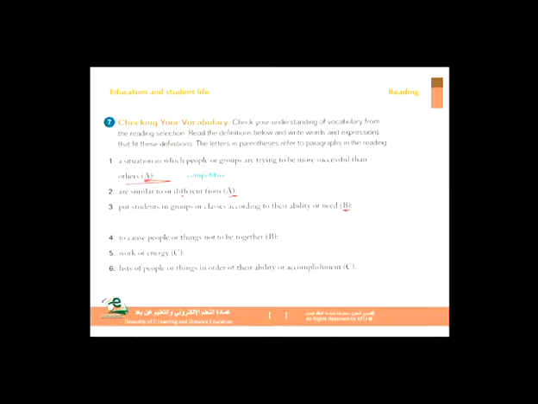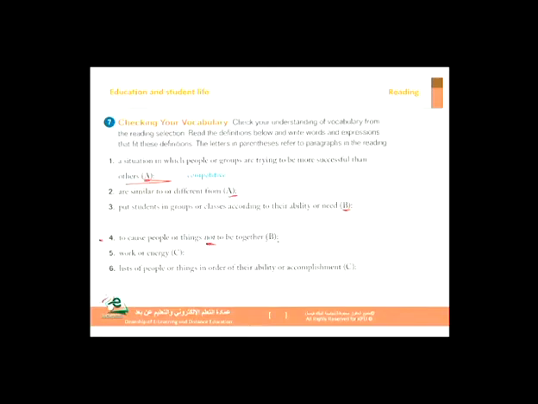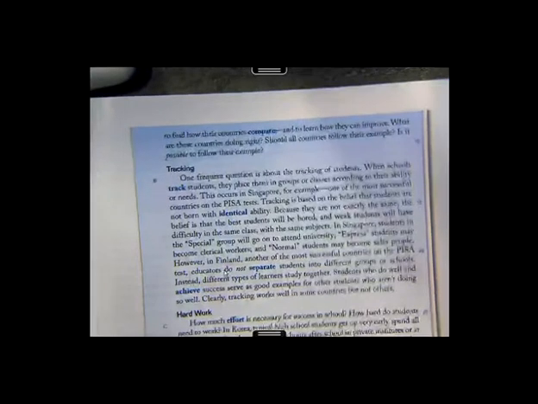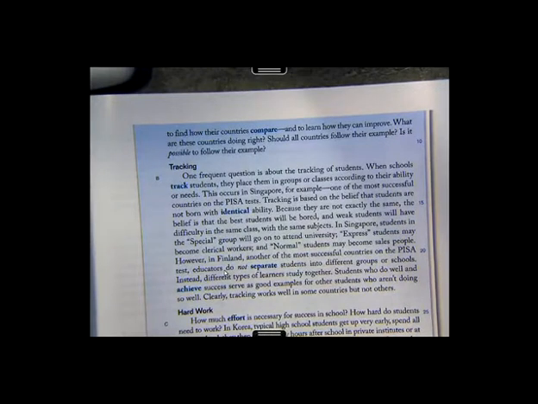The next word, number 4. To cause people or things not to be together. Not to be together. What is that word? First of all, what paragraph is that in? That's paragraph B. So again, we examine all the words here. We examine all the words and then try to get the meaning, try to get the correct answer.